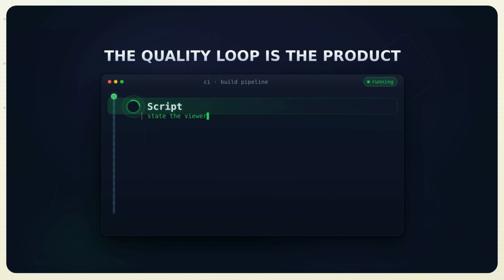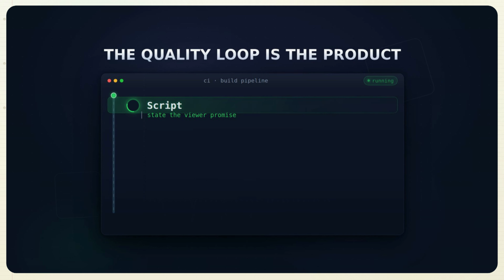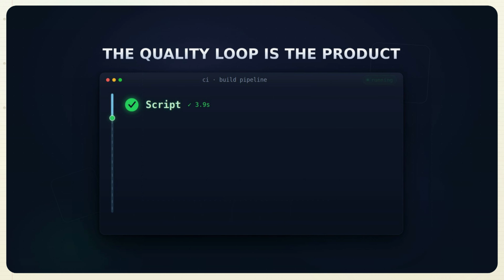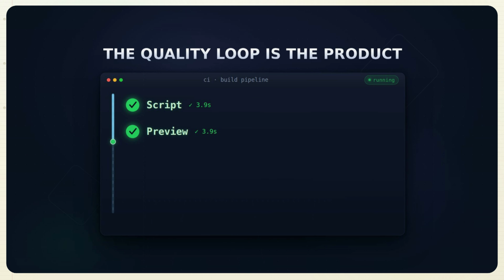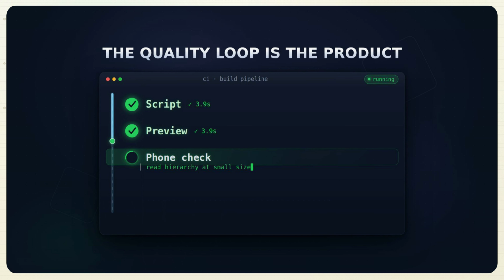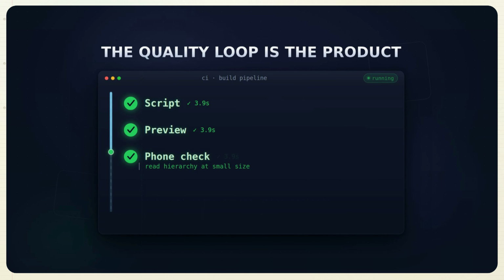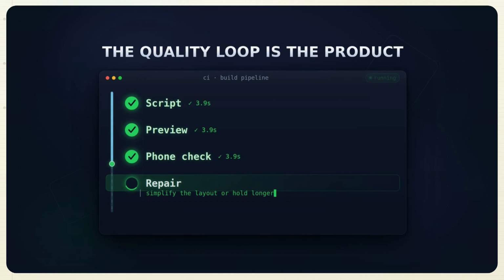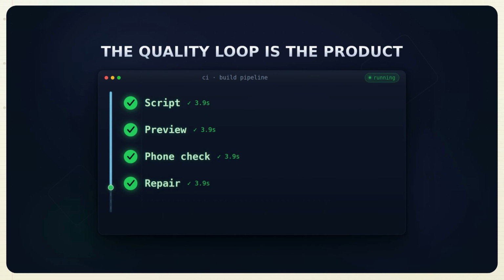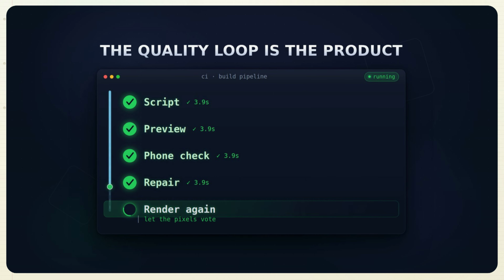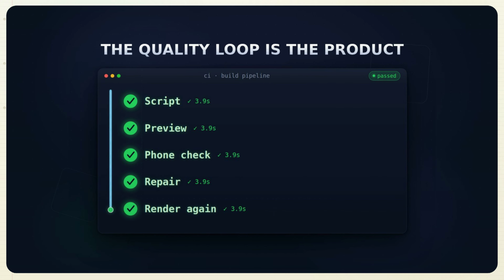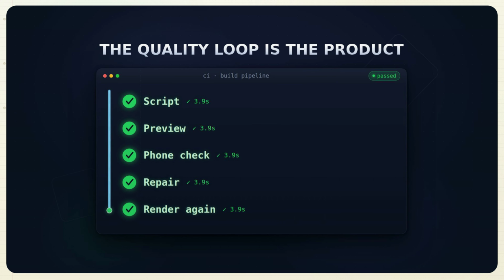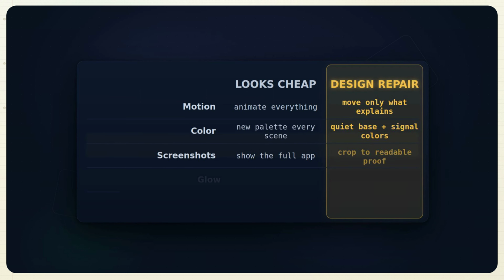The high quality part is not a secret shader. It is the review loop. I render representative frames while the script is still easy to change. Then I shrink them to phone size and ask blunt questions. What do I notice first? And is every label readable? Did the motion teach a state change? Is the proof actually on screen when I claim it? Any failure becomes a concrete repair. Increase hierarchy, simplify copy, change the layout, or hold the idea longer. Then I render again. The source code can look elegant while the pixels still fail, so the pixels get the final vote. Here are the fastest ways to make this stack look cheap.